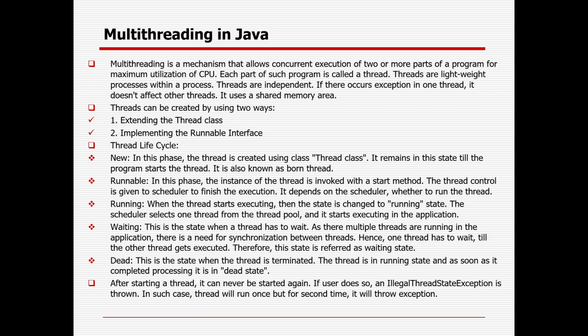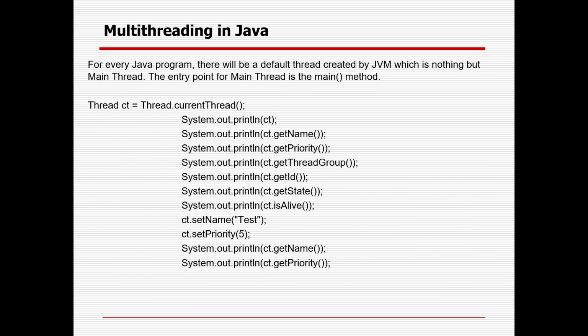After starting a thread, it can never be started again. If the user does so, an IllegalThreadStateException is thrown. In such a case, the thread will run once, but the second time it will throw the exception. So what are the different things we can do? I will show you. But for every Java program, there will be a default thread created by the JVM or Java Virtual Machine, which is nothing but the main thread. The entry point for the main thread is the main method.